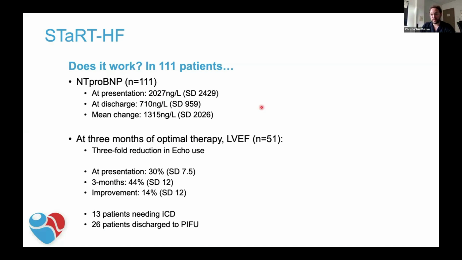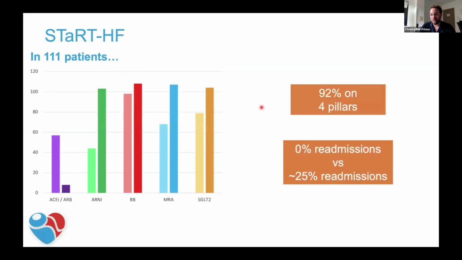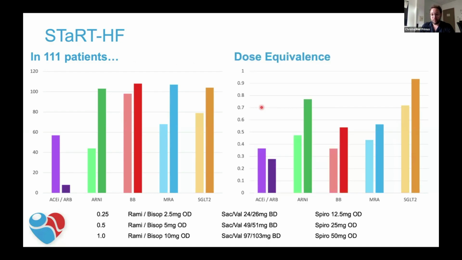And we've made the decision that 13 patients have needed an ICD much, much faster than we would have otherwise seen. These are the data for ACE, ARNI, beta blocker, MRA, and SGLT2 inhibitors. The lighter color at admission, the darker color at discharge. So 92% on all 4 pillars, 0 readmissions across the last 9 months, compared to 25% across all 5 hospitals.